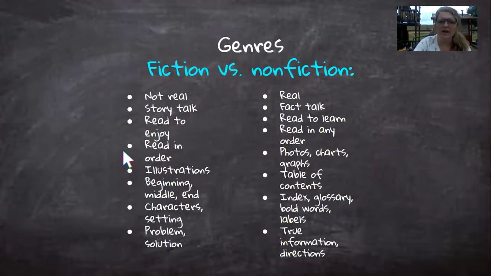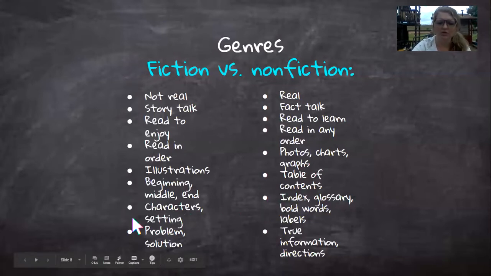Fiction is read in order. Like you're going to read a story and it's all going to go in order. There's a start and a finish. Nonfiction says read in any order. So it's articles, things like that. Not a lot of structure to it all the time. Fiction has illustrations. Nonfiction has photos, charts, and graphs. Fiction is going to have your beginning, middle, and end, whereas nonfiction has your table of contents, an index, a glossary, words in bold, and labels. Those are things you don't find in fiction writing, only in those informational texts.